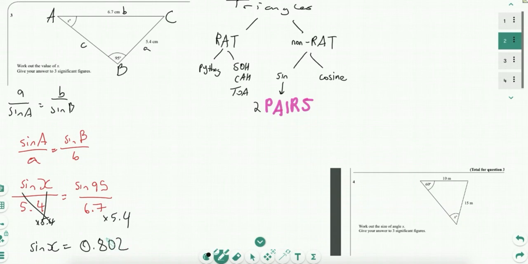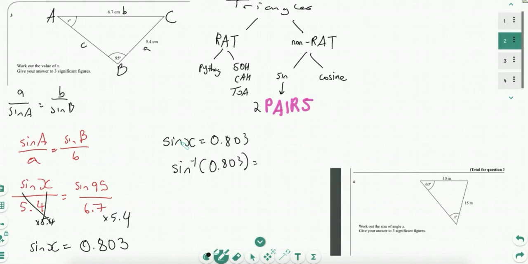Oh, let's round it to 0.3. Now, a lot of people say this is our final answer, 0.803. But just like when you find missing angles in SOHCAHTOA, you must find the inverse of this answer, okay? So sine x equals 0.803. We're going to do the inverse sine, so sine inverse 0.803.